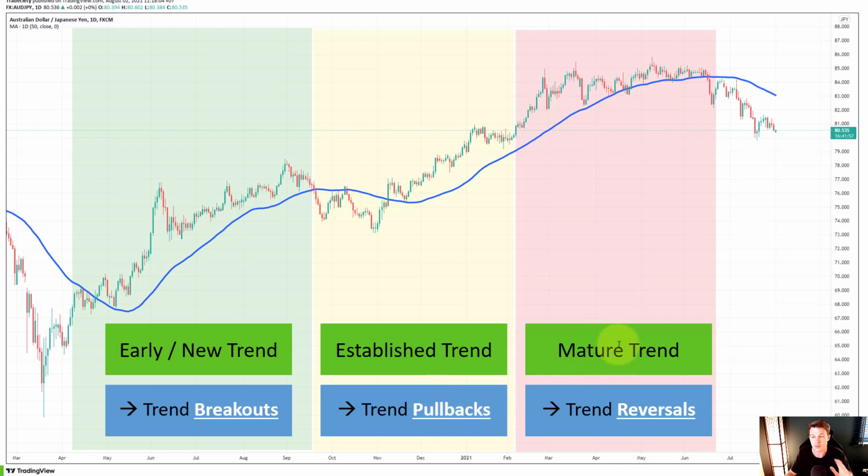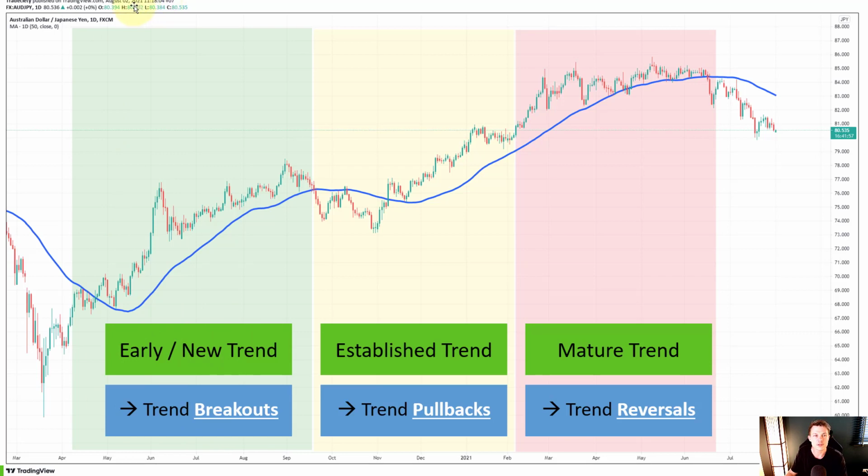And then finally, at a mature trend stage, when it's very obvious that the market has been trending for a while, you want to start looking for trend reversals into the opposite direction. So then you can connect here often the mature trend when it leads to an early trend. There is when things get very interesting later on.